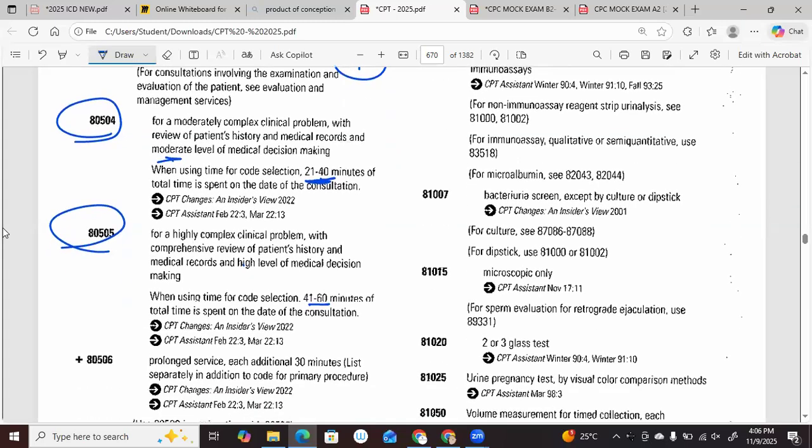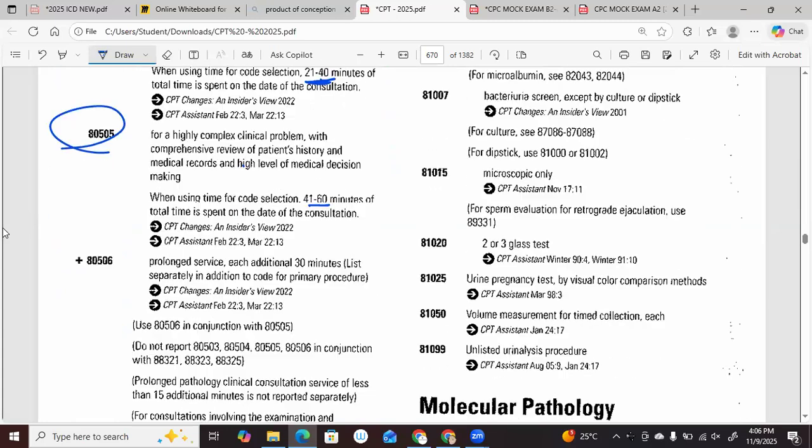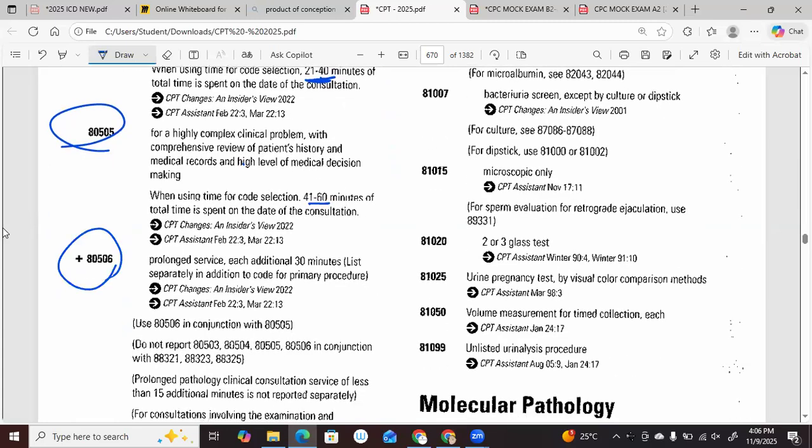And for more than 60 minutes, we can use the prolonged services. We have to use 80506 for each additional 15 minutes. Here we have a description as 30 minutes, but we can bill this code whenever 15 minutes is completed, and we can increase the unit after that.